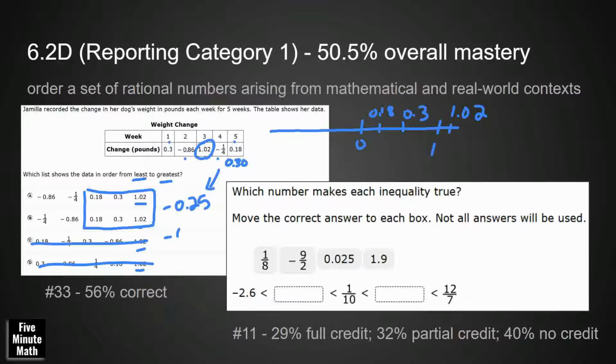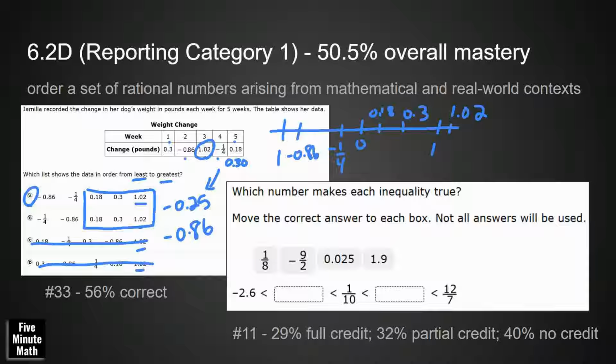Then I've got my negative 0.86. Remember, the larger the negative, the farther away it is from zero, right? Think of it like absolute value. And so my negative 1/4 is going to be closer to zero. And then my negative 0.86 is going to be farther away from zero, which means farther away from zero is the smaller number. And so I'm needing A right here.